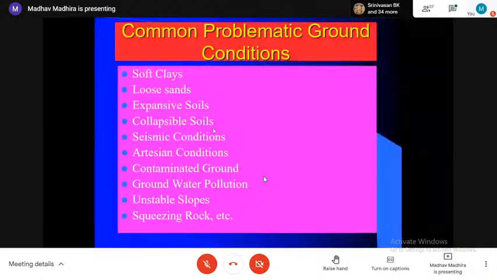The next two, contaminated ground and groundwater pollution, are human-created problems. Because of our urbanization and waste generation, a lot of municipal solid waste and, of course, chemical hazardous waste is being dumped into the ground. The leachate from there is contaminating the ground and the groundwater. So we, as geotechnical engineers, are being challenged to deal with this problem too.